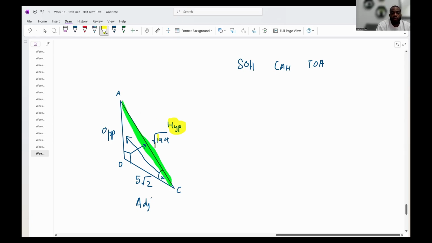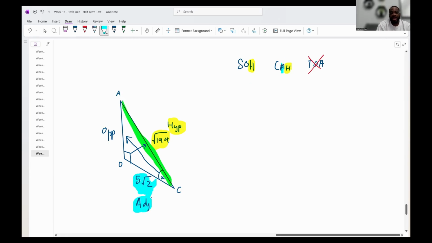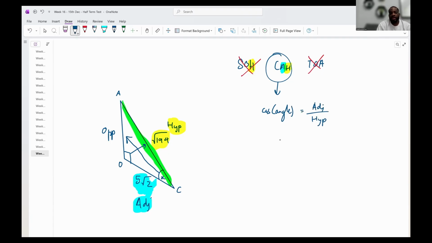Well, we've got the hypotenuse, which is the square root of 194. So it's going to be h at least. So it can't be TOA because there's no h there. We also have the adjacent, which is 5 root 2. It has to be A, so CAH is our winner. So therefore, it's going to be cosine of the angle, which is the general formula, is equal to the adjacent over the hypotenuse. The angle is x, what we're trying to calculate. The adjacent is 5 root 2. The hypotenuse is the square root of 194.